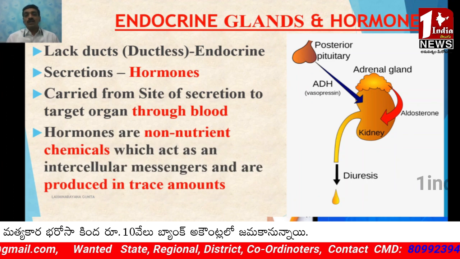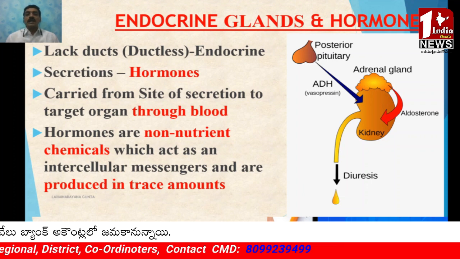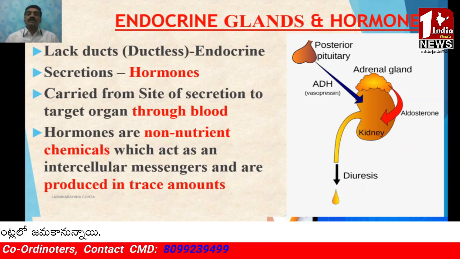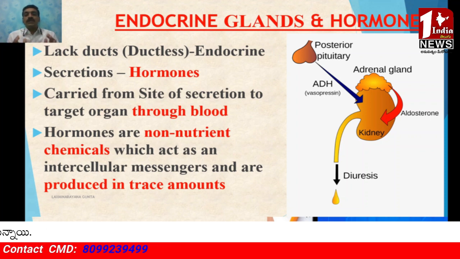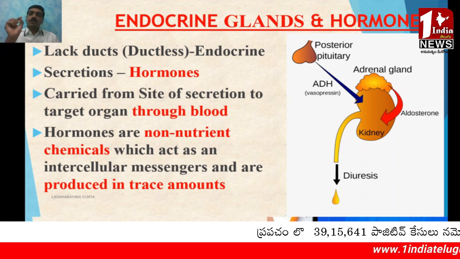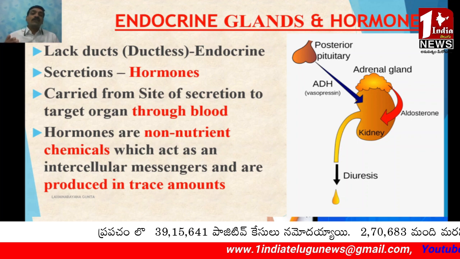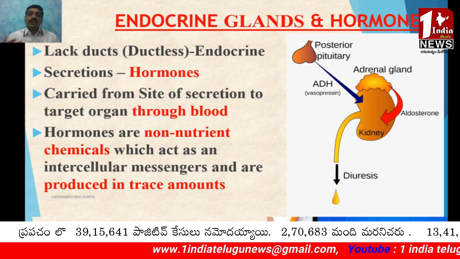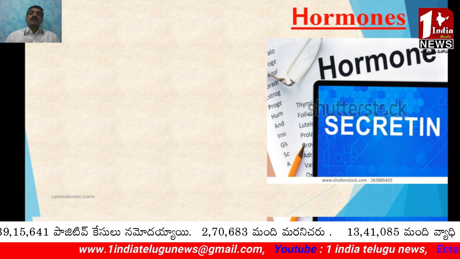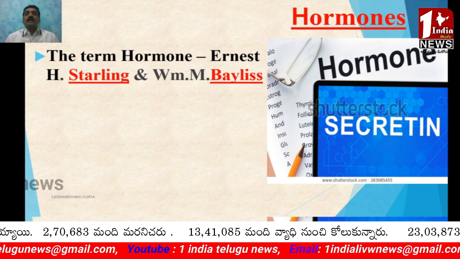These hormones are non-nutrient chemicals which act as intercellular messengers, meaning they act as messengers between cell to cell, and are produced in trace amounts. Trace amounts means small amounts. Even though they are produced in trace amounts, their effect is long lasting. The term hormone was first coined by Starling and Bayliss.